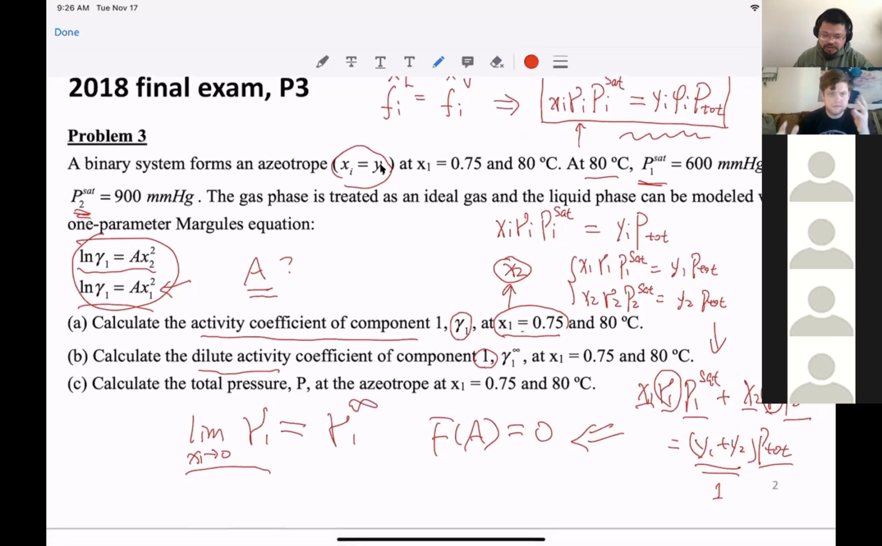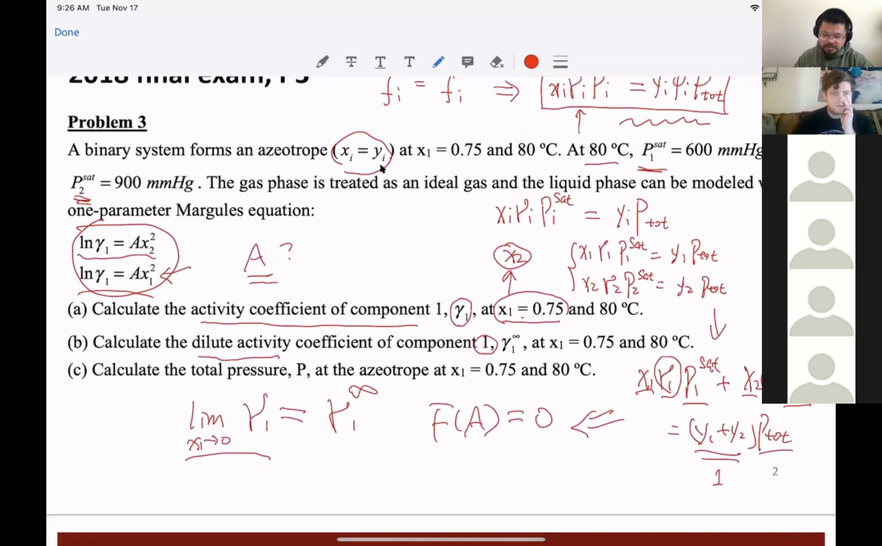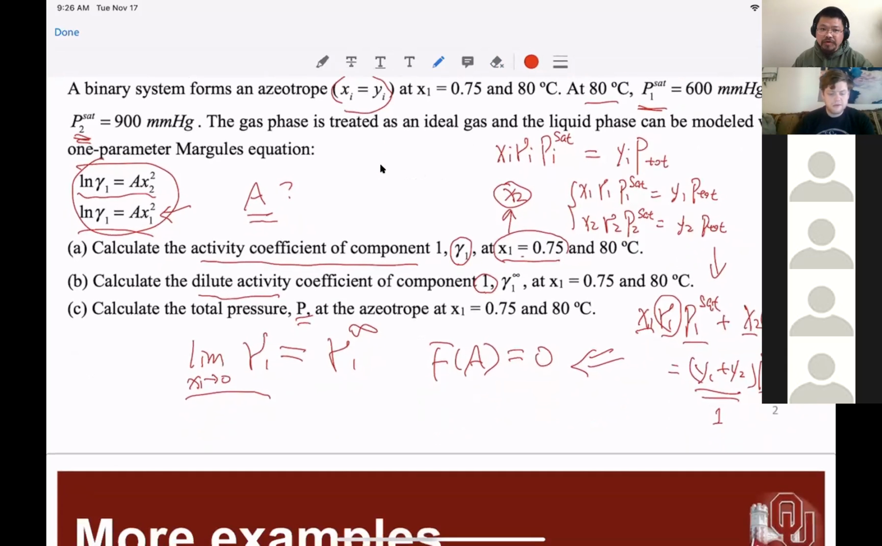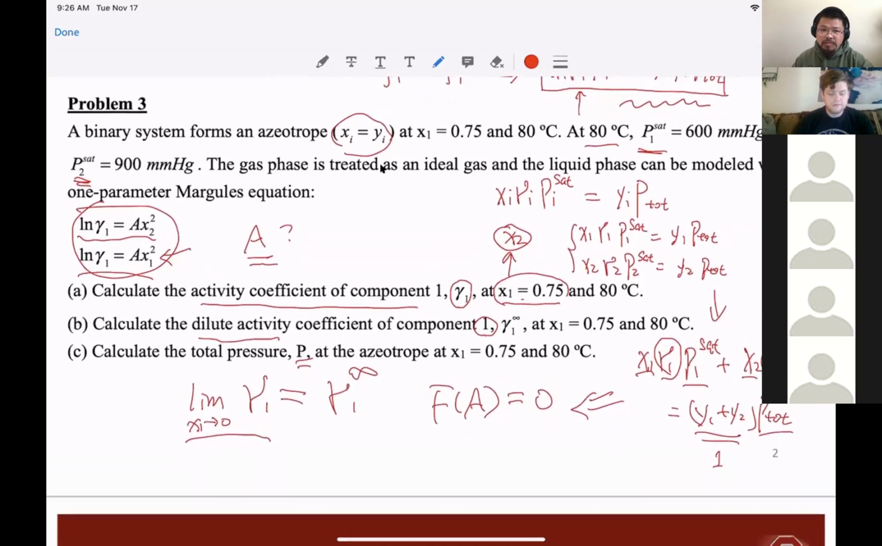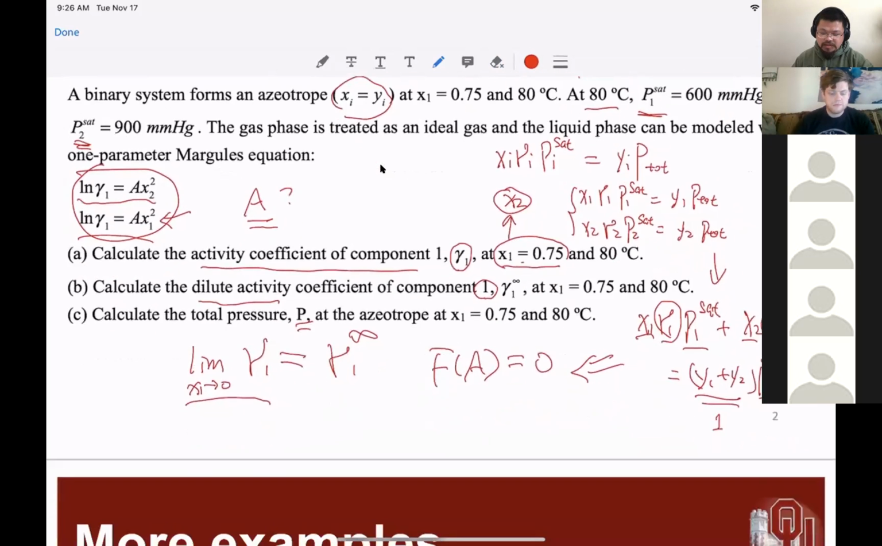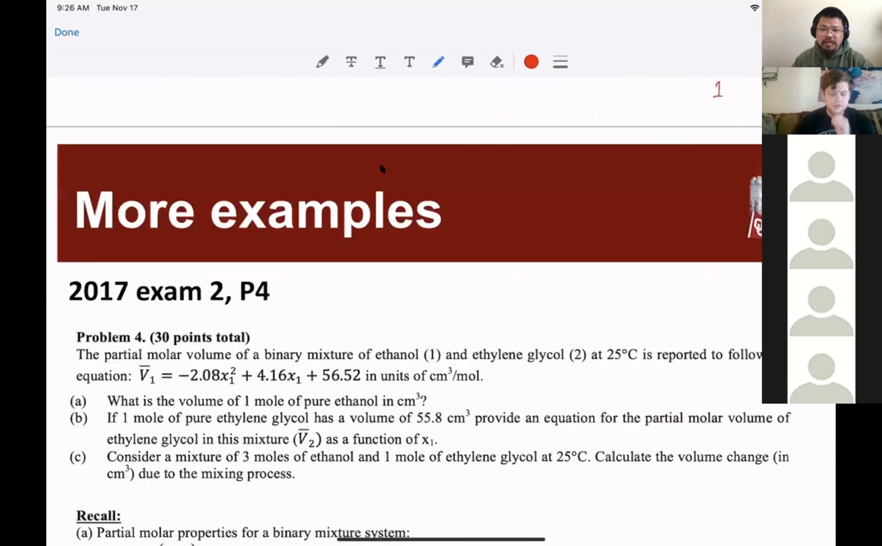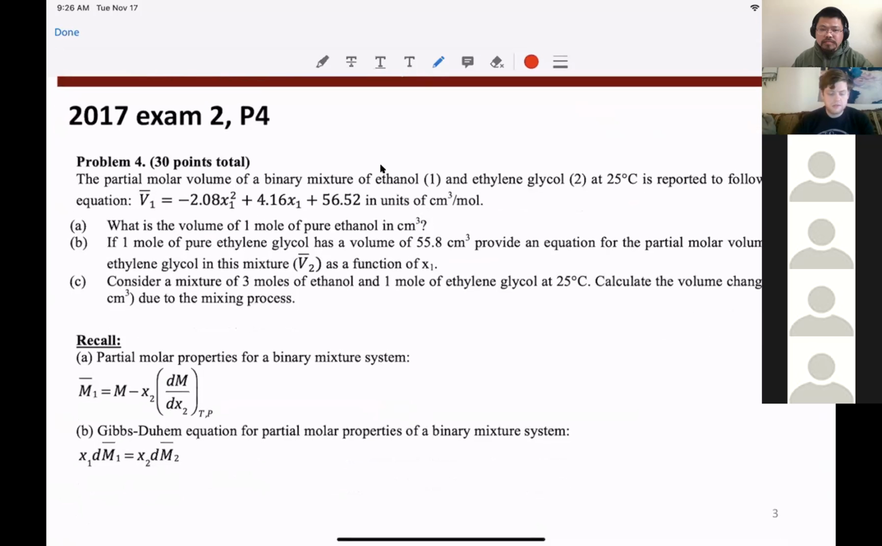And then, of course, the total pressure can also be calculated very similarly if you know everything about the coefficients. So this is the problem 3 we had, and try to double check the solution I have from that year. Let's move on to the second problem.